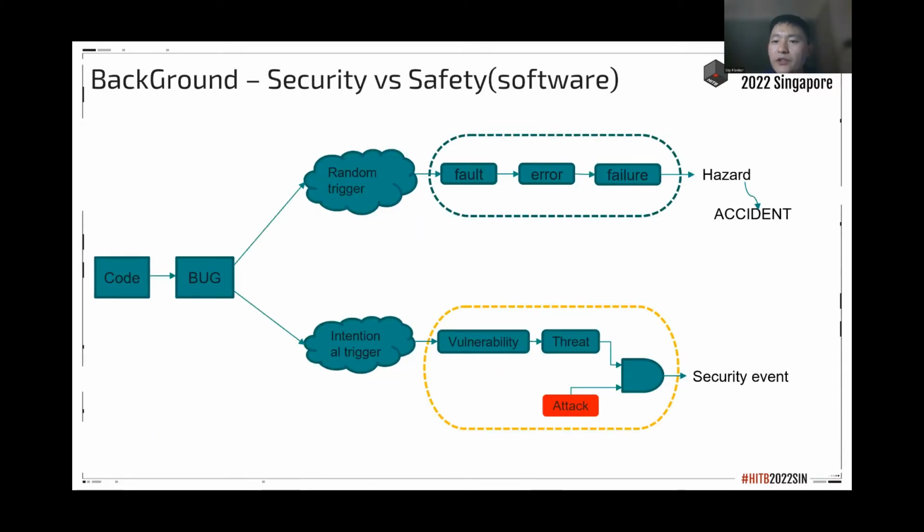Just now we mentioned functional safety and information security. Let's take a brief look at the relationship between them. We all know that where there is code, there will be bugs. If this bug can be triggered by an attacker, then this is an information security problem. If the bug is triggered unintentionally or randomly, it will be considered a functional safety issue.